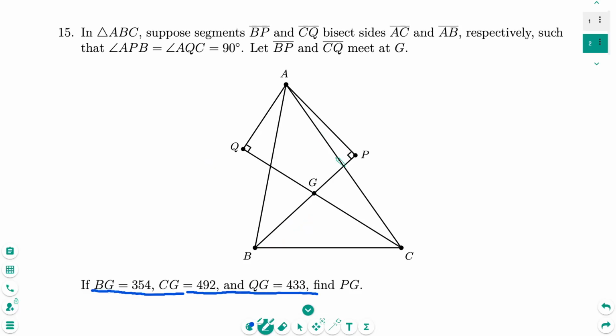So let's look at what we have here. We have the foot from A to Q. We have the foot from A to P. So we have these two right angles here, and we'd like to use power of a point. That seems convenient here, right? So what would be a natural thing to do here?